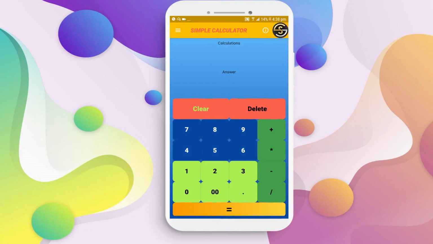So here is our home page, the simple calculator, beneath which you can see our beautiful, wonderful and colorful user interface, which is very responsive to all of your touches. You can see our keypad right here with all the numbers and all the operations that we provide under the simple calculator, along with the clear, delete and equal to button.